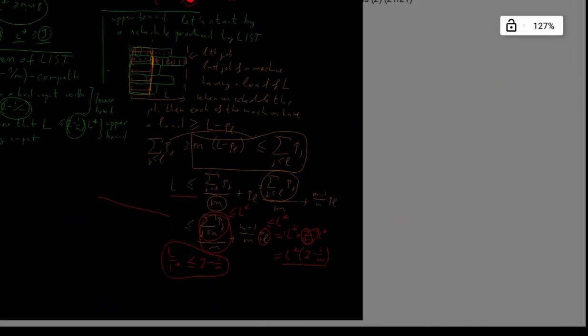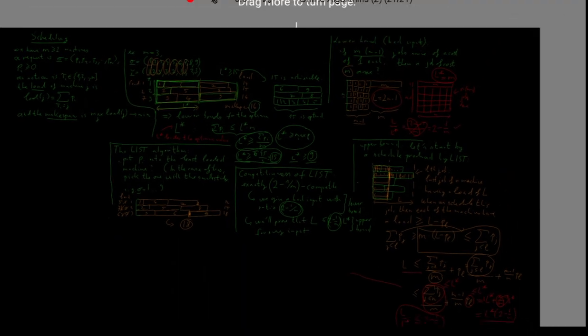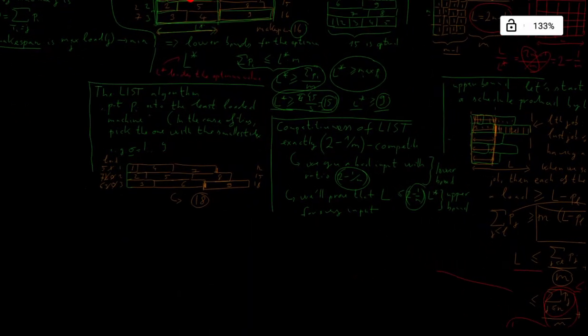So right now we got that the list algorithm, which is an algorithm for the scheduling problem, has a competitive ratio of exactly 2 minus 1 over M. And in the next video we will see a lower bound for the best possible randomized algorithm by an application of Yao's algorithm, which will put into perspective whether 2 minus 1 over M is good or bad.